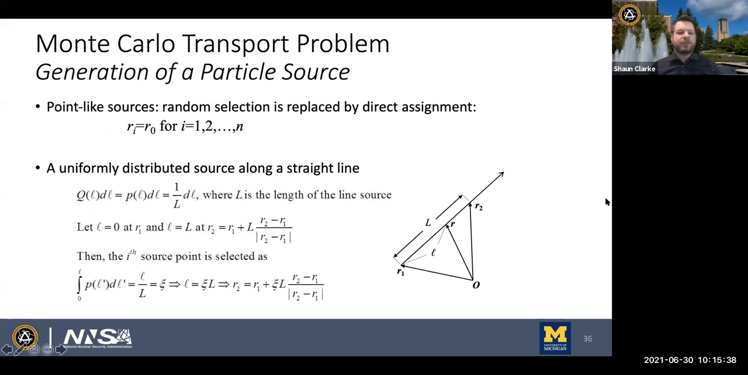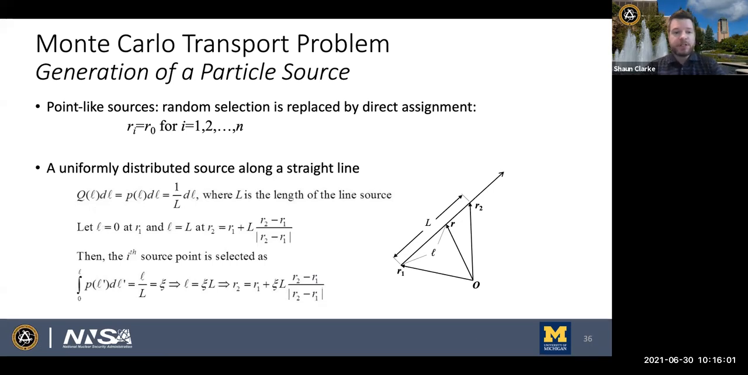So just an example to talk about position. Obviously, if your Monte Carlo transport is starting with a point source, that's easy because the point source is just fixed at a certain position, so there's no random sampling needed. The source can be considered to be born always at the same position. However, position can also be a random variable.